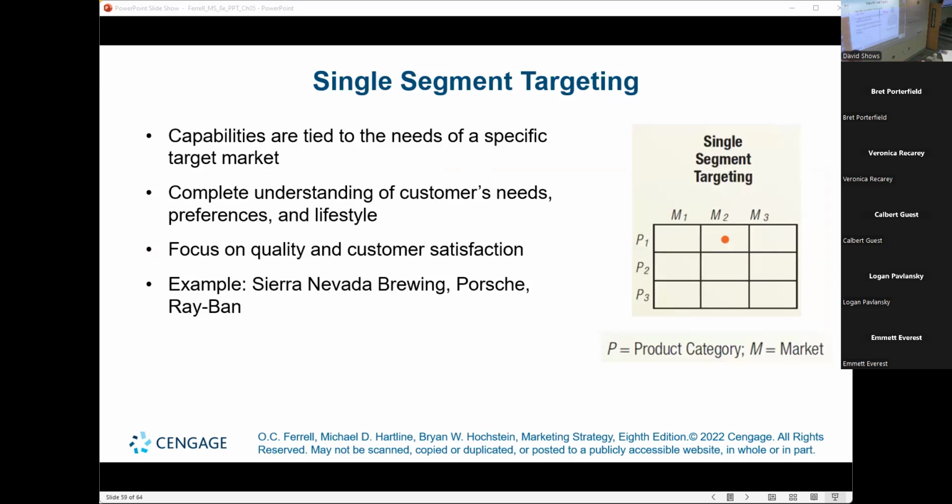So let's work at those again. Single segment targeting. You take all your needs to a specific market. You understand those needs and preferences. And so Ray-Ban is a great example. So when I was trying to get, for Halloween, a fake set of Ray-Bans, I actually got a real set. They're like $140. I went, it's ridiculous. Hey, I look good in them. So yeah, well, single part.